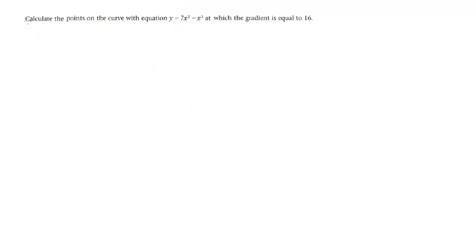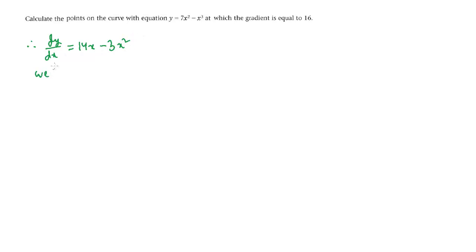So the question here is, calculate the points on the curve with equation this at which the gradient is equal to 16. So let's do this. Let's find the gradient of the curve. So the derivative of y is dy by dx, which is known as the gradient. The derivative of 7x squared is 14x, minus 3x squared.